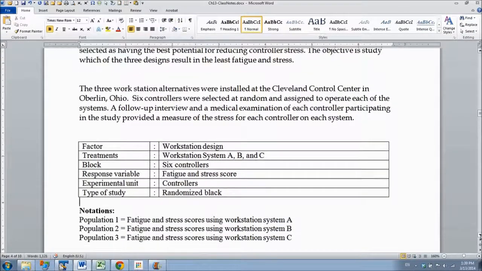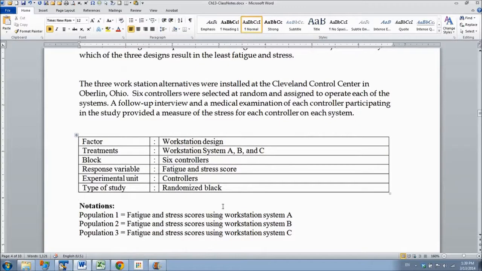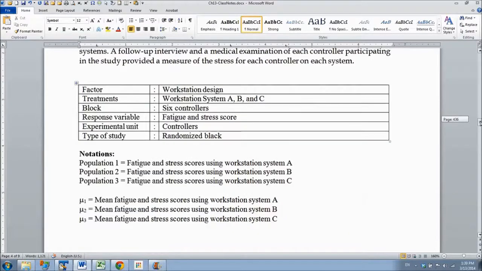Now let's look at some notations. We have 3 populations, one for each workstation system redesign, A, B, and C. Population 1 is the fatigue and stress score for system A. Population 2 is for system B. Population 3 is for system C. Then we define mu sub 1, mu sub 2, and mu sub 3 as the 3 mean fatigue and stress scores for the 3 systems.